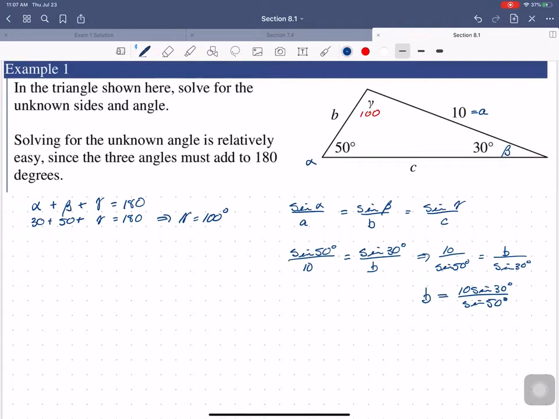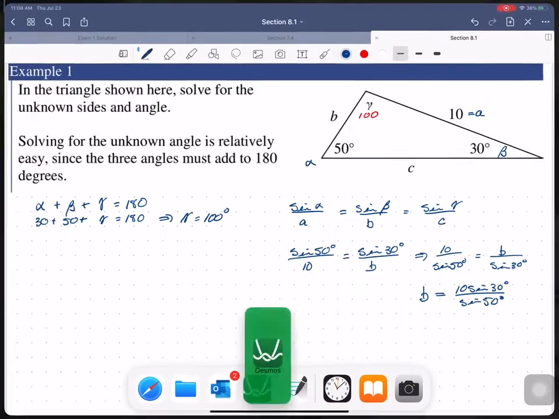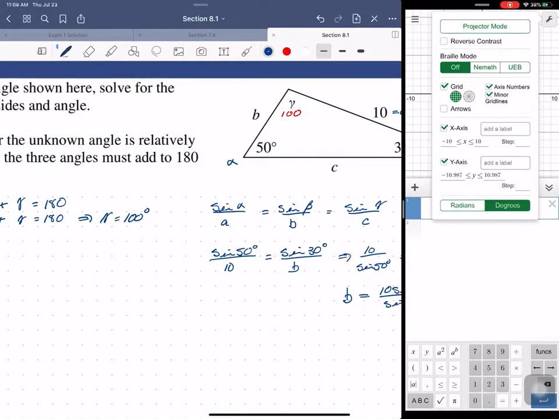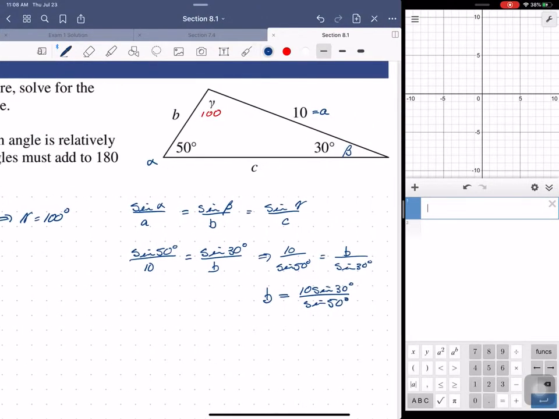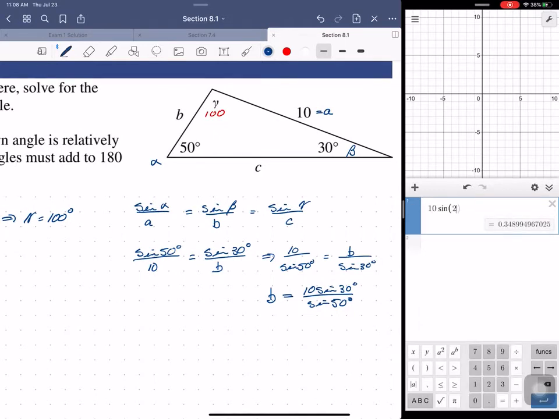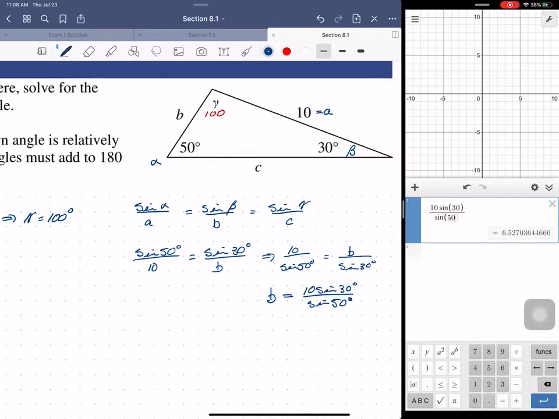Now we know the sine of 30 degrees is 1/2. So this is really equal to 5 over sine 50, but sine 50 is not a special known unit circle value, so we're going to have a calculator answer regardless. Let's make sure I'm in degrees. And 10 sine 30 divided by sine 50 tells me that B is 6.527.